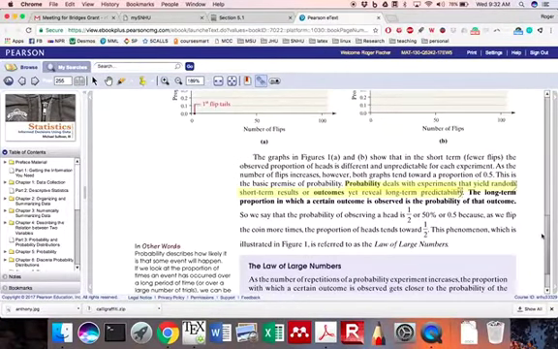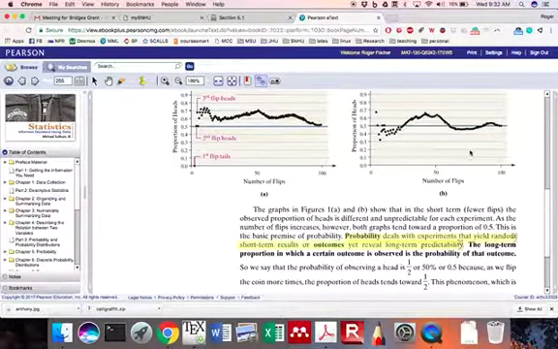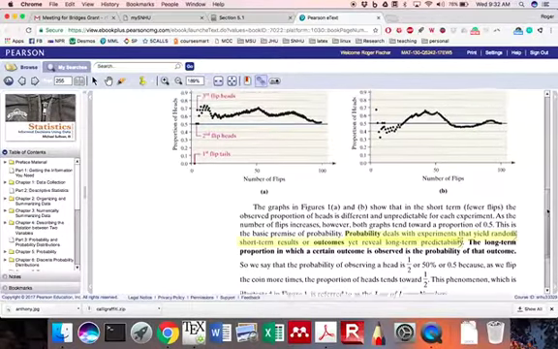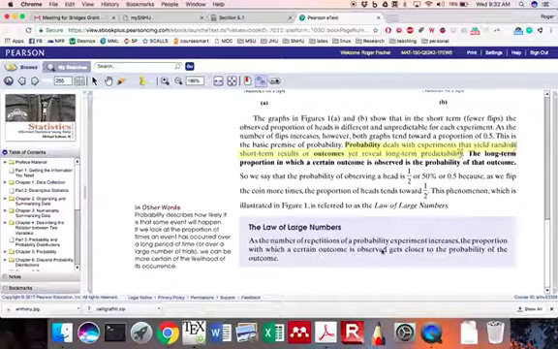And notice that as the number of flips increases, the proportion of heads seems to get closer and closer to 1/2, but of course we're not necessarily landing on 1/2 every single trial. And that, ladies and gentlemen, is the law of large numbers. And a lot of what probability does is based on the law of large numbers. So make a note of this. As the number of repetitions of a probability experiment increases, the proportion with which a certain outcome is observed gets closer to the probability of the outcome.